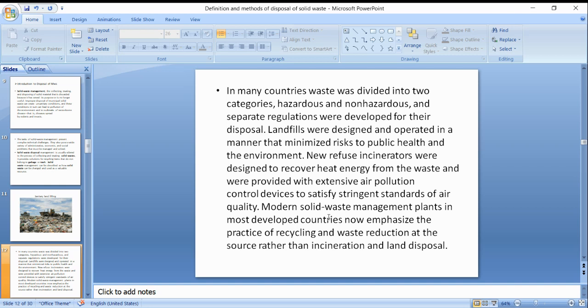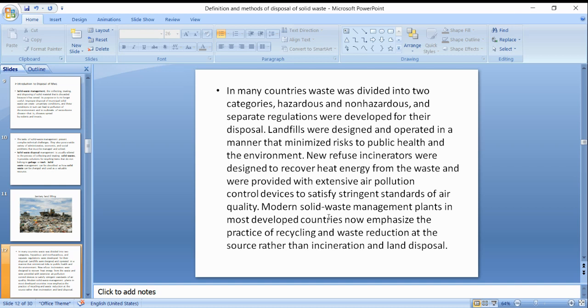The incinerators are provided with extensive air pollution control devices to satisfy the stringent standards of air quality. If we use landfills, they will pollute the soil. If we use incineration, it will create air pollution.